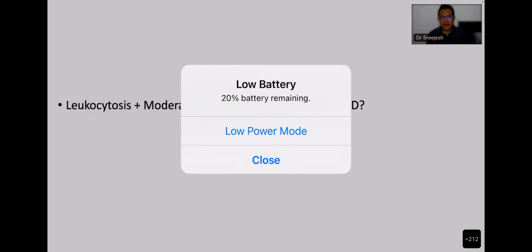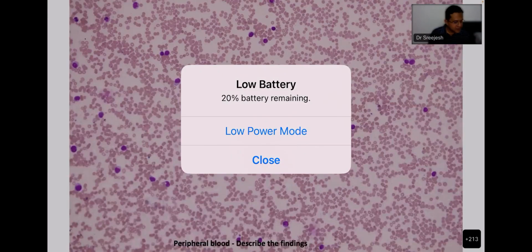Other than CML, other MPNs can present with leukocytosis and moderate splenomegaly. Okay. You can have many CLPDs, isn't it? You can have CLL with this picture. You can have leukocytosis, moderate splenomegaly. You can have other chronic lymphoproliferative disorders, isn't it? Okay. Now, Kailash, I will come back to you.